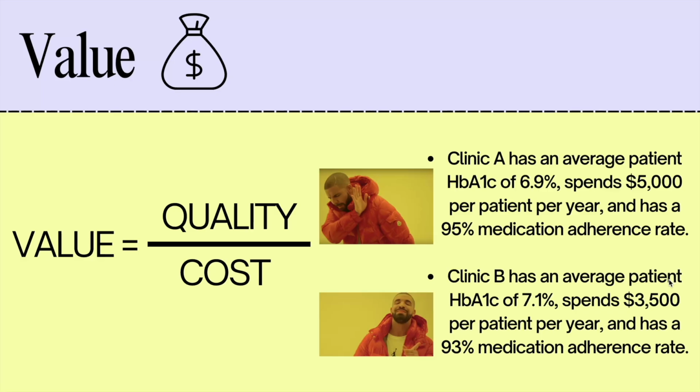The cost, on the other hand, is different. There's a difference of $1,500 per patient per year. That's a lot of money. So, to sum this up, Clinic B has better value because despite having similar quality to Clinic A, it has a much lower cost.